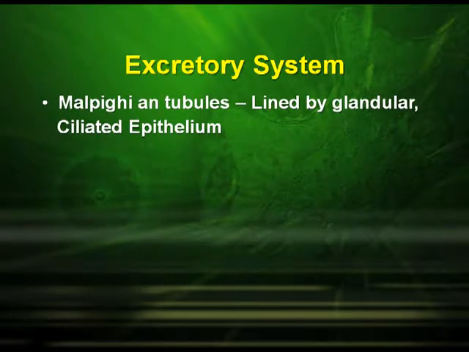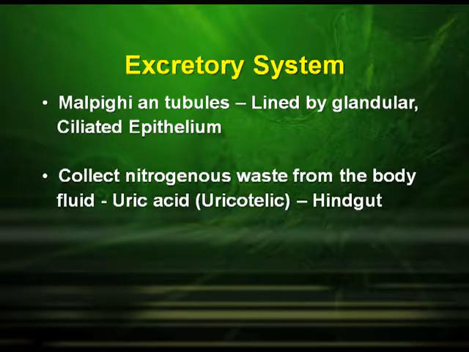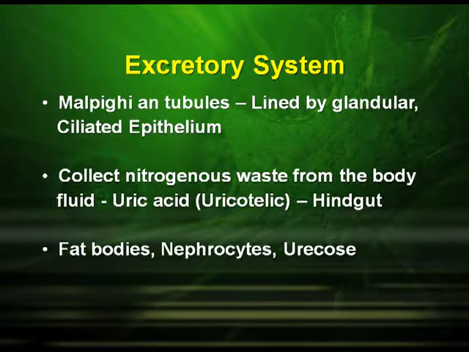The excretory system: their excretory organs are the Malpighian tubules, which are lined by glandular ciliated epithelium. They collect the nitrogenous waste from the body, which is uric acid, and so they are known as uricotelic organisms, and then pass it to the hindgut. The fat bodies, the nephrocytes and uricose glands are also meant for the process of excretion.